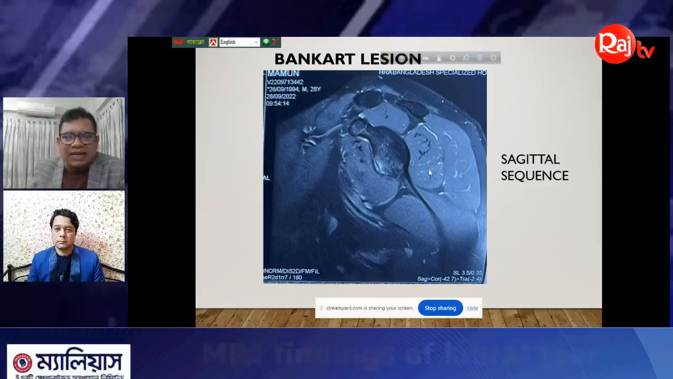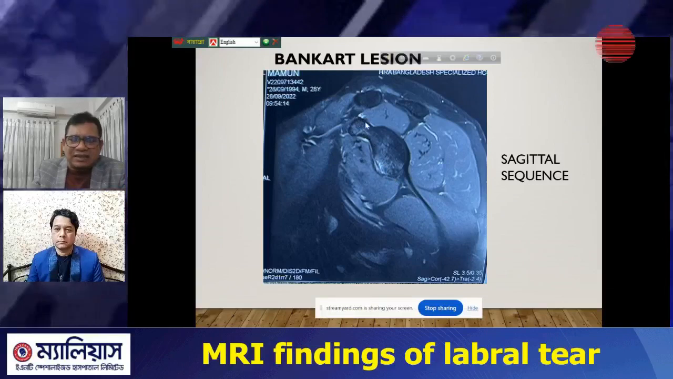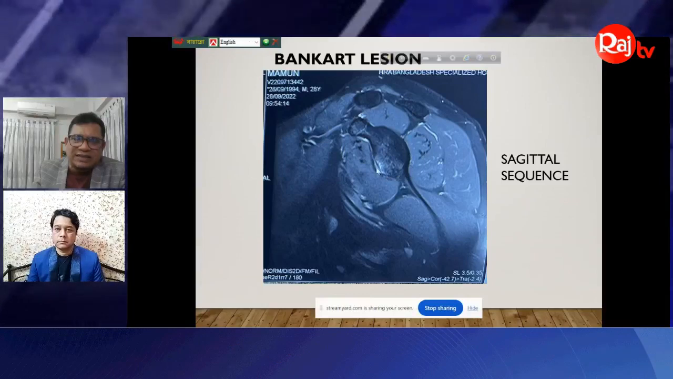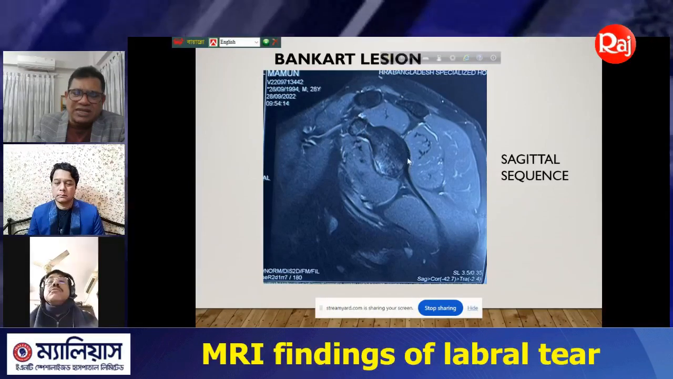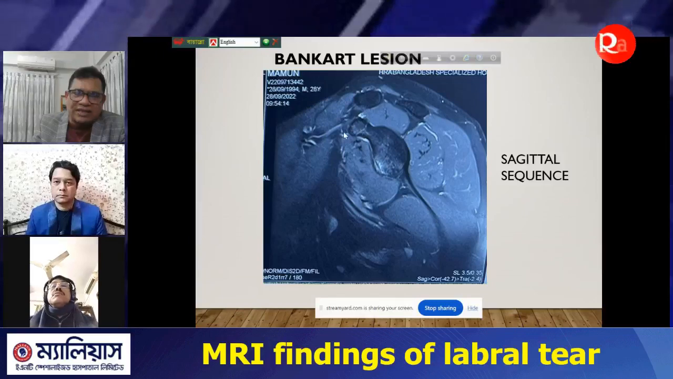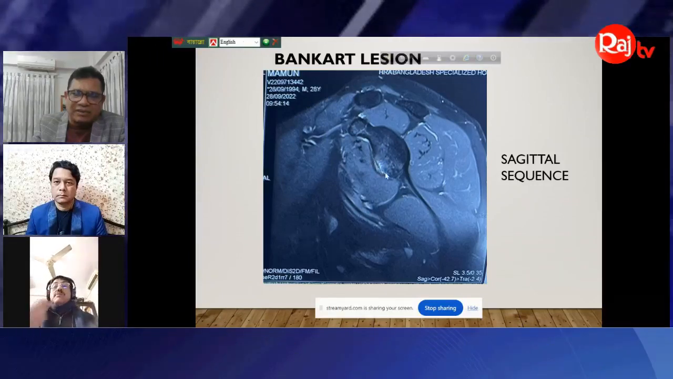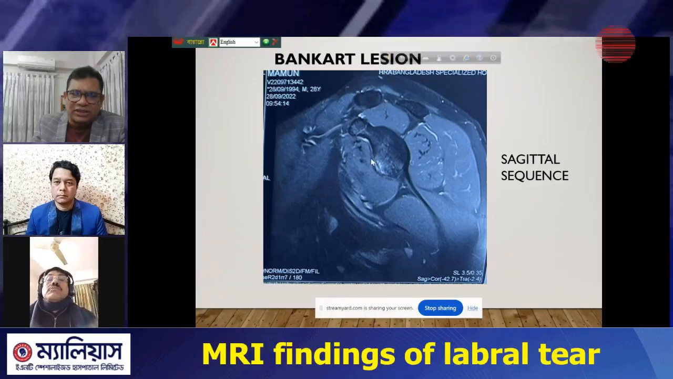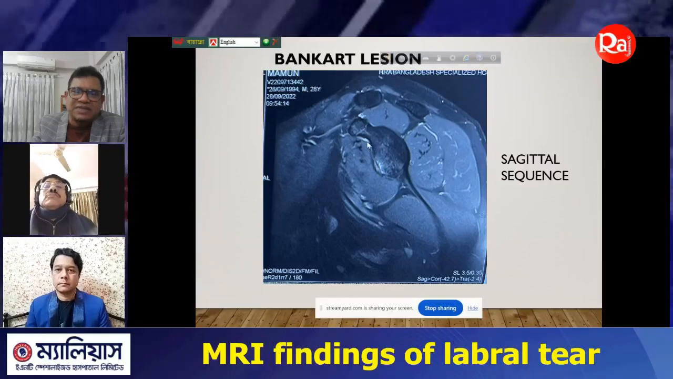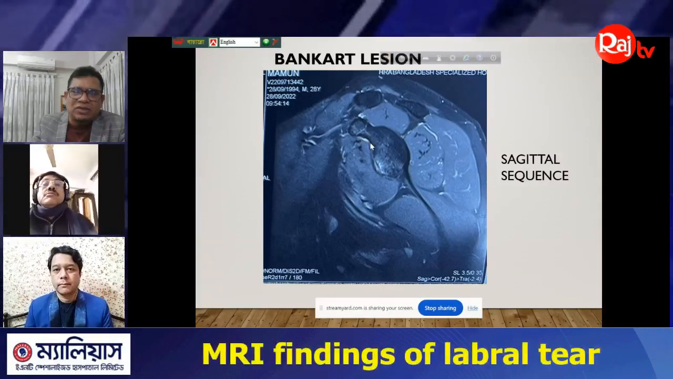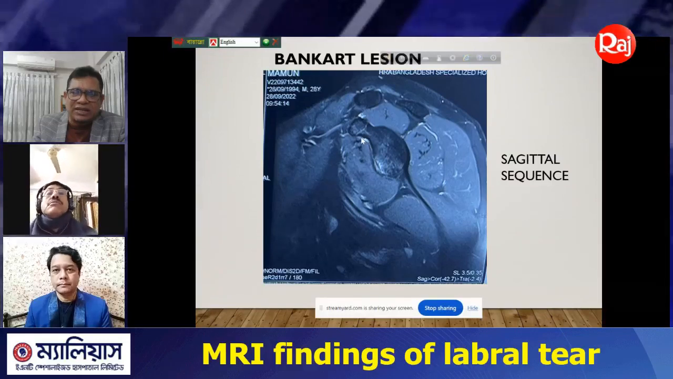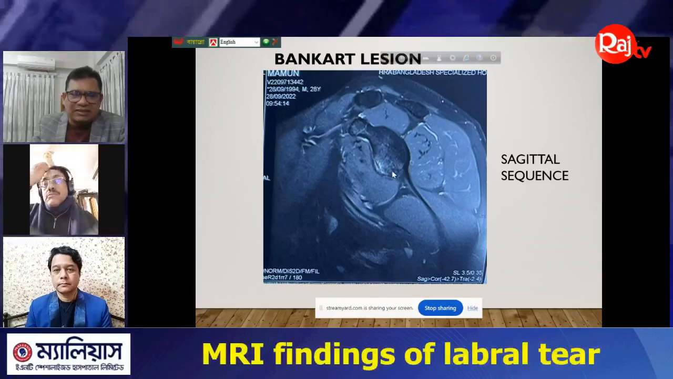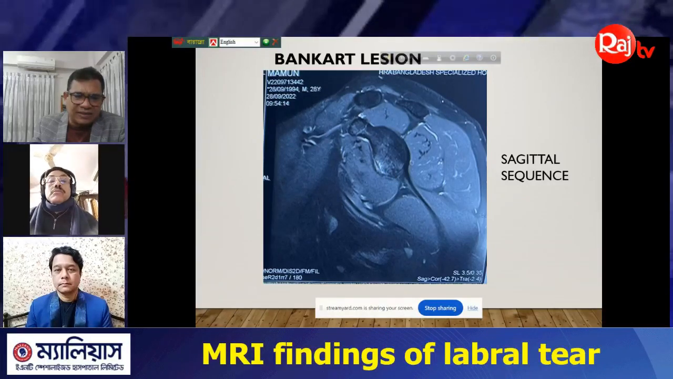Another case of Bankard lesion, in this section, it is a sagittal section. In this sagittal section, we can see the glenoid fossa is pierced. This is the coracoid. It is anterior, and this is at the inferior part. This is the Bankard lesion. It is about 3 to 6 o'clock position. This is the Bankard lesion, and sometimes there is change in the superior labrum. So it may also be associated with a superior labral tear and inferior labral, that is Bankard lesion. In this situation, in this slide, we can see it.